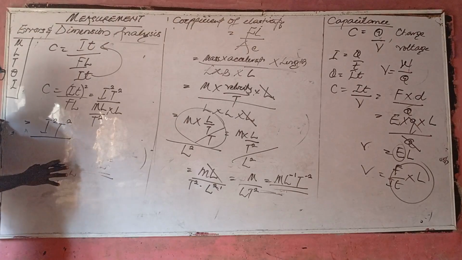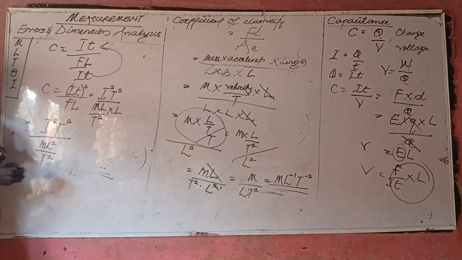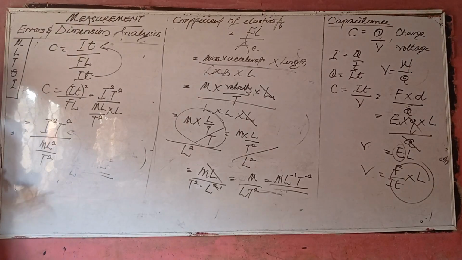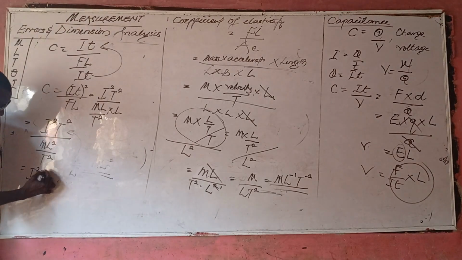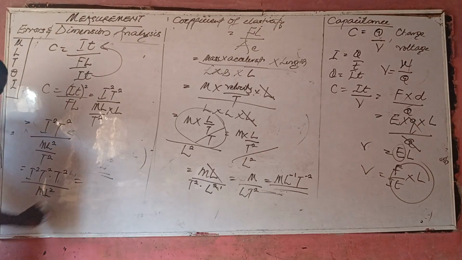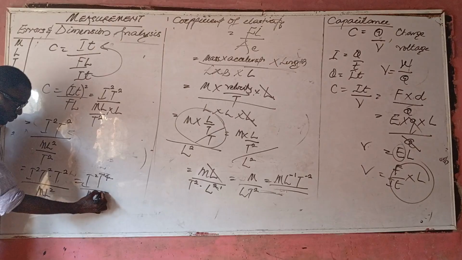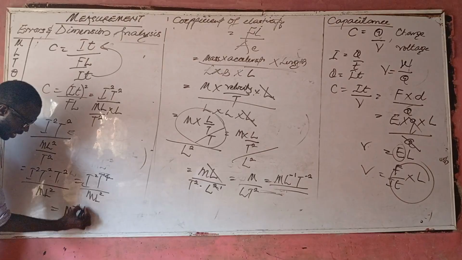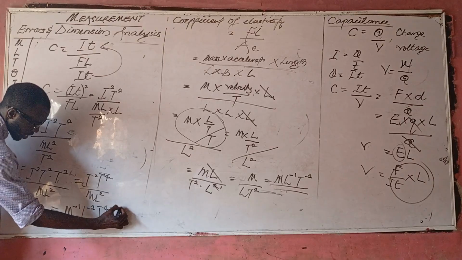Let's re-express it. It becomes M L squared over T squared. Whenever I divide a whole number by a fraction, what will happen? This one will go up. Do you remember? So this becomes I squared T squared times T squared over M L squared. This becomes I squared T to the fourth over M L squared. So our answer is M raised to power minus 1, L raised to power minus 2, T raised to power 4, I raised to power 2.